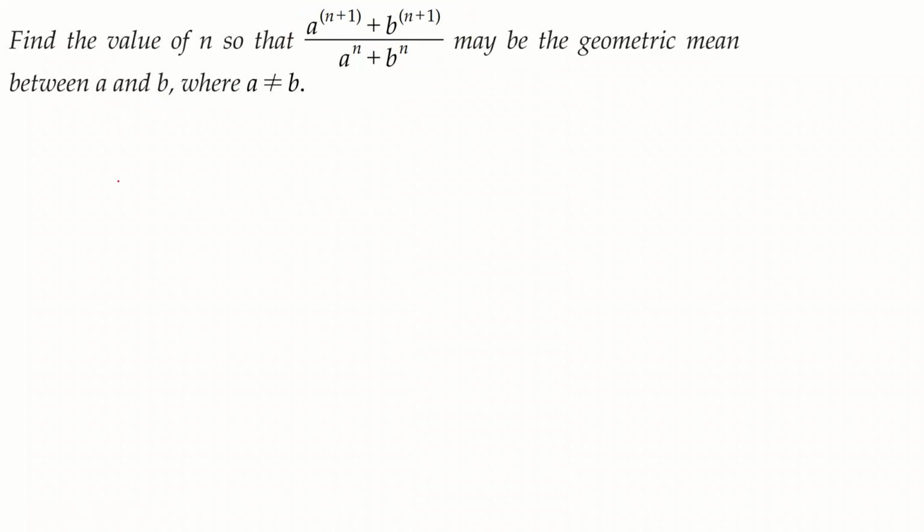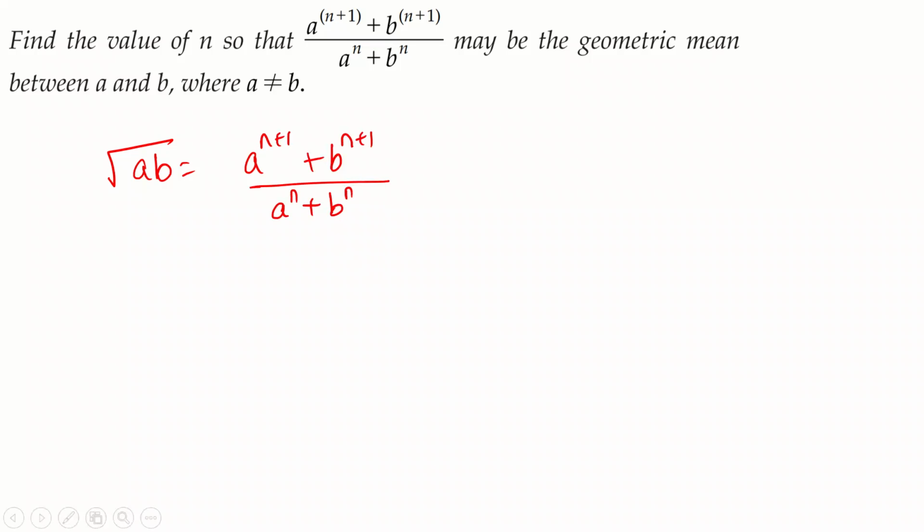What is our equation? We want root AB to be equal to this big expression, because the geometric mean of a and b is root AB. So let's write it down: (a^(n+1) + b^(n+1)) divided by (a^n + b^n). All I need to do now is solve for n. So let's see what we can do.